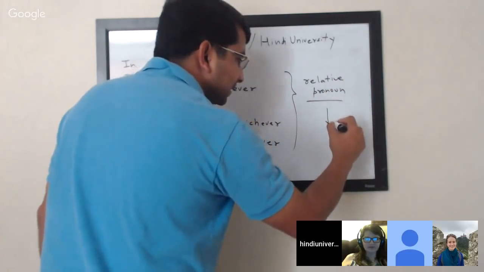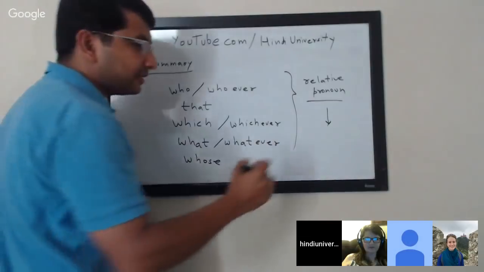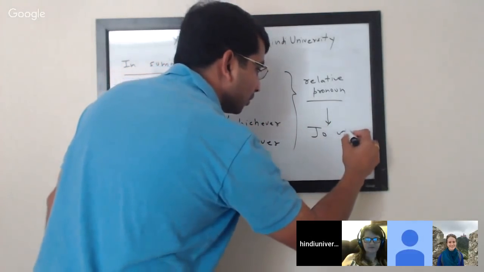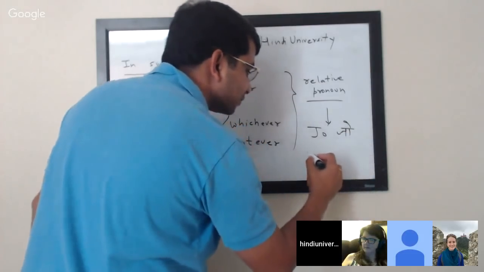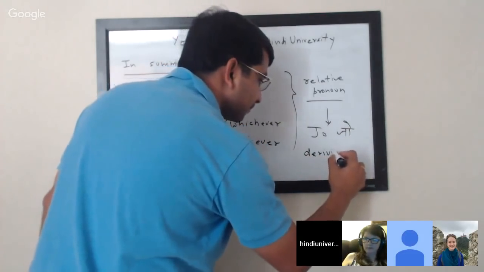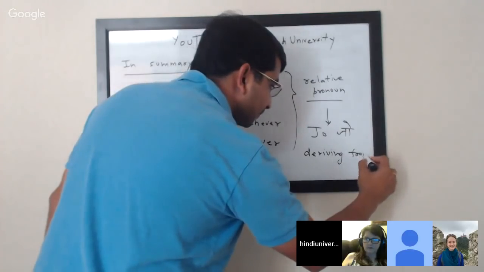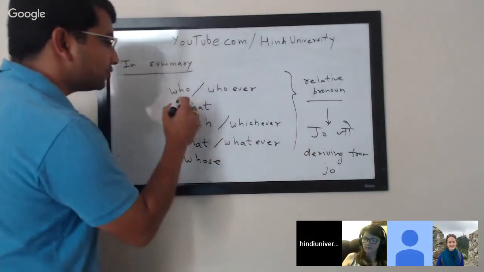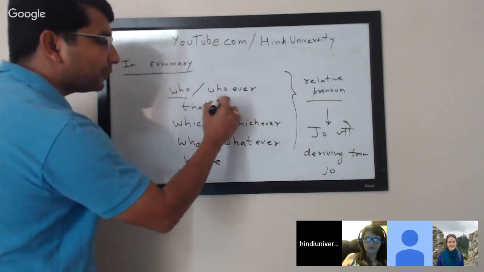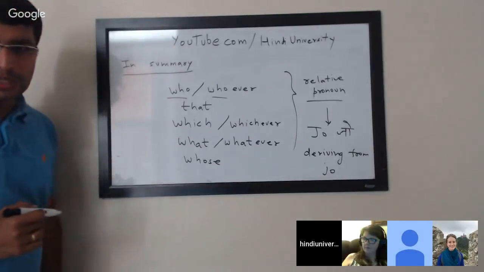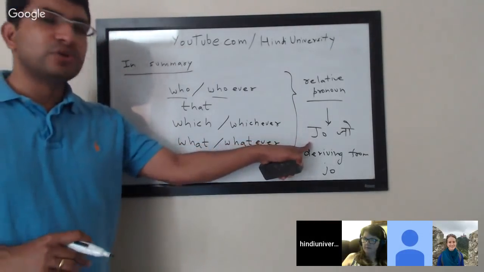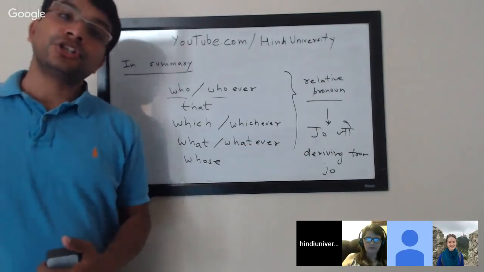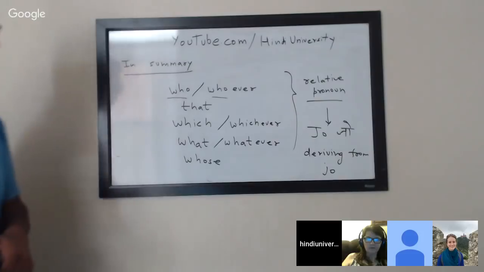And in Hindi, the keyword that you'll be using for these is jo, or something that is derived from jo. And what do I mean by deriving? You have who and then whoever, which is derived from who only, right? So similarly in Hindi, you'll be using either jo or jiska, jiski, jisne. All those kinds of keywords we'll be using.